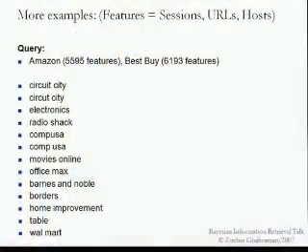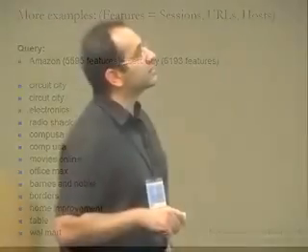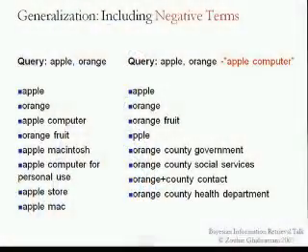Amazon, Best Buy, now these have a lot of features, and you can see that items that have a lot of features tend to give you more reasonable results. So you get Circuit City, Electronics, Radio Shack, CompUSA, etc. And now, if you do search for Apple and Orange, you get annoying things like Apple Computer and Apple Macintosh.